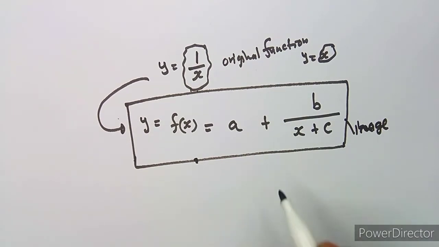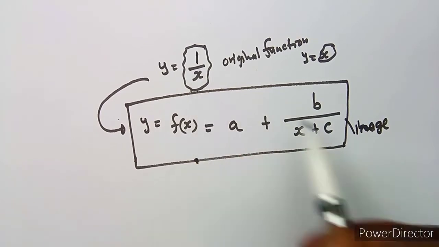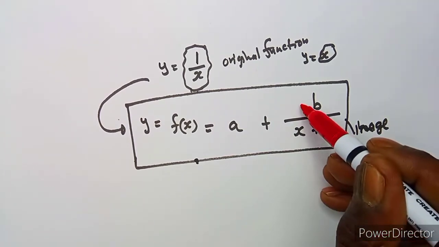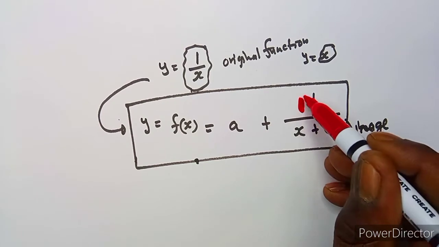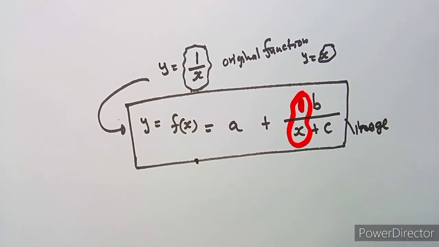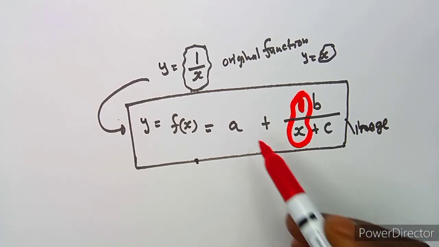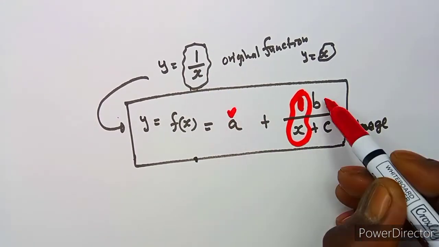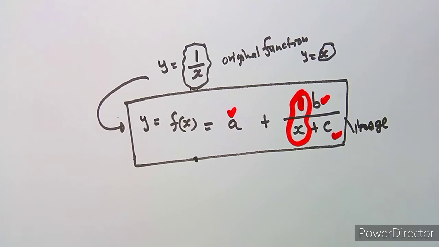Okay, so these are the transformations. As you can see, this is your 1 over x here. So all you need is to locate that 1 over x from the image equation. So 1 over x is this one. All right, so it means there are 3 transformations which have affected this function, because from 1 over x, just look, there is now a, there is now b, there is now c. So these are the transformations that you are supposed to describe.